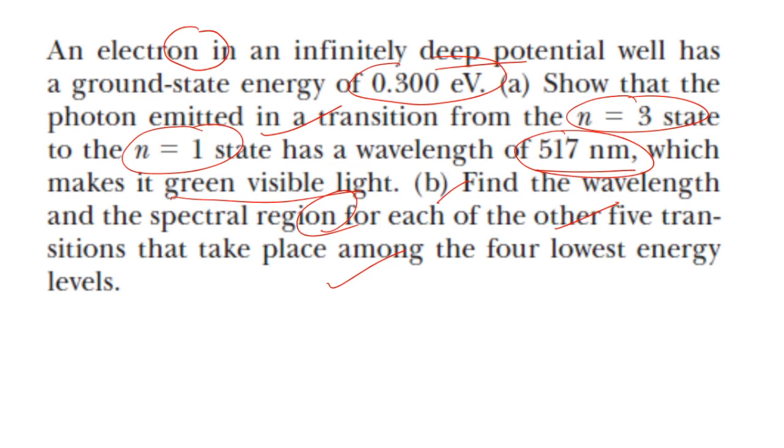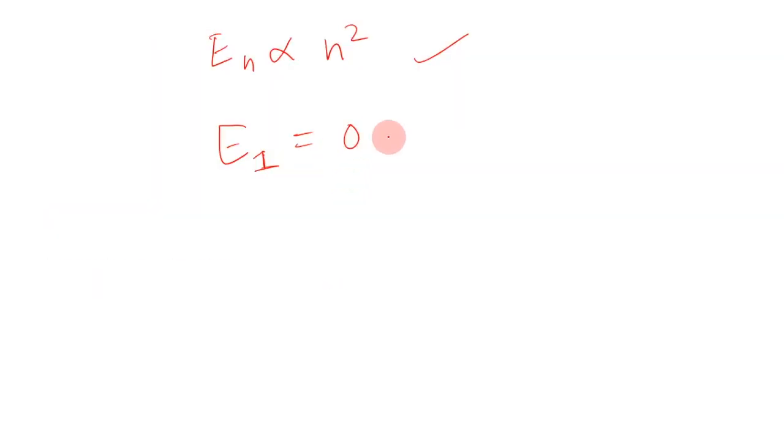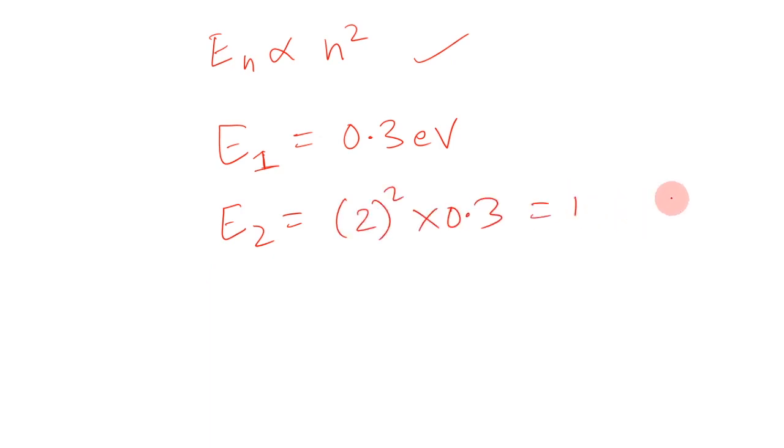Okay, we're given that the ground state energy is 0.3 and we're given an infinite deep potential well. So we know that in an infinite deep potential well, En is directly proportional to n square. So we'll use this. E1 for the infinite deep potential: suppose we are given that the ground state is 0.3 electron volt. For E2 we know it will be 2 square into 0.3, which will be equal to 1.2 electron volt.